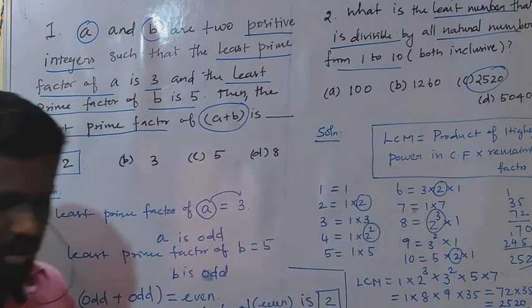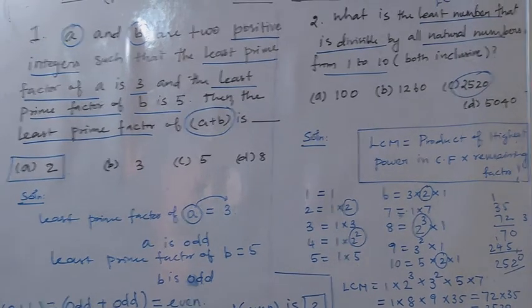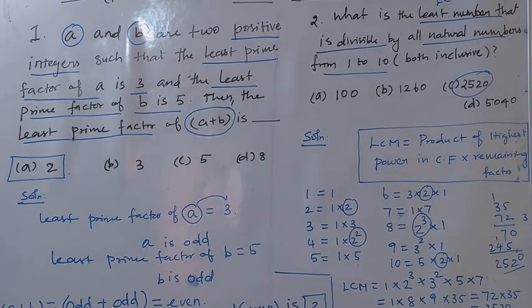2520 is the least number which is divisible by all numbers from 1 to 10. Hope you all understand this answer.